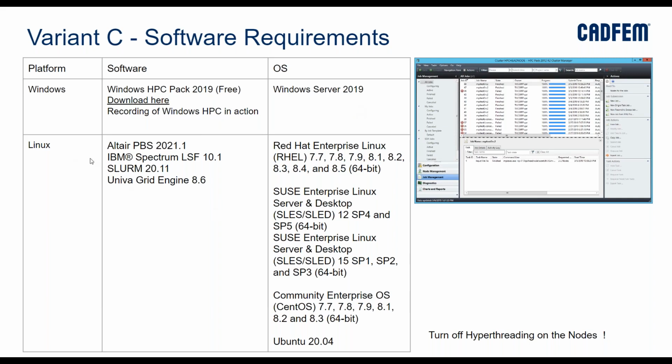And then with Linux, there's Altair PBS, IBM Spectrum LSF, Slurm, or Univa Grid Engine. Many of you may have one of these already as well, so you can definitely use those. And these are the recommended operating systems for Linux. I won't dwell too much on that. And again, turn off hyper-threading on the nodes.